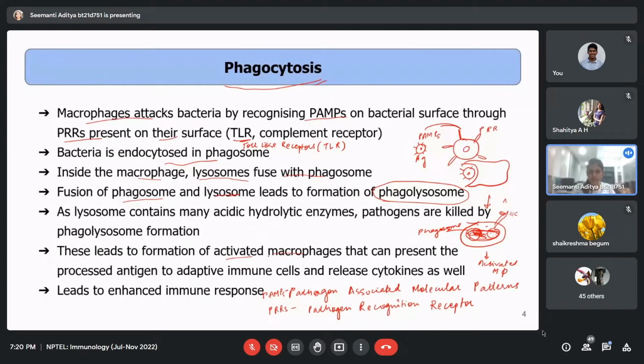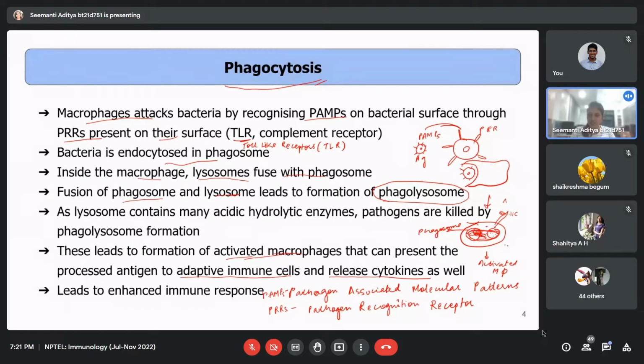So all of this killing of the bacterial cells will result in the formation of an activated macrophage, which will present the processed antigen to the adaptive immune cells and will also release cytokines. So this macrophage will present the antigen and release all the cytokines in the circulation. These cytokines will help in enhancing the immune response, because cytokines, remember, are mediators and signaling molecules. So this will attract more and more immune cells to the site of infection and will help in clearing this infection.